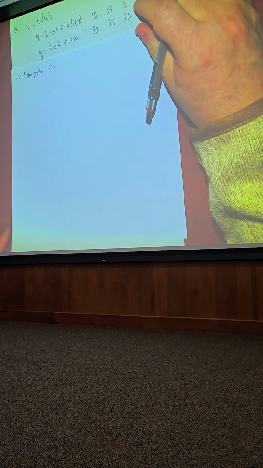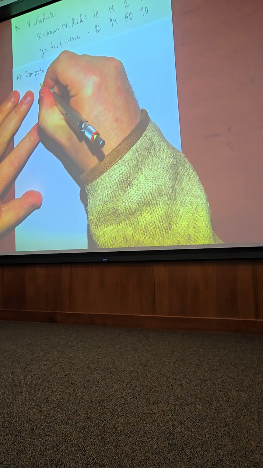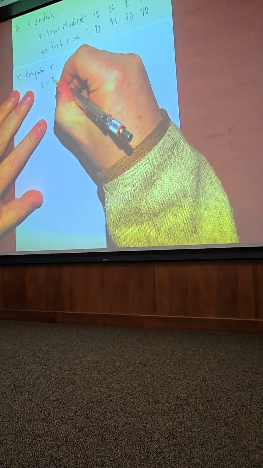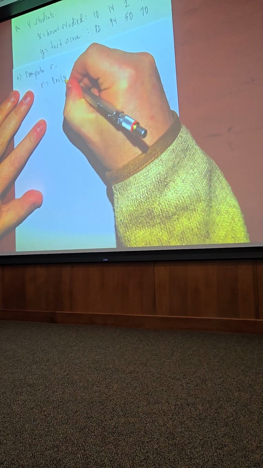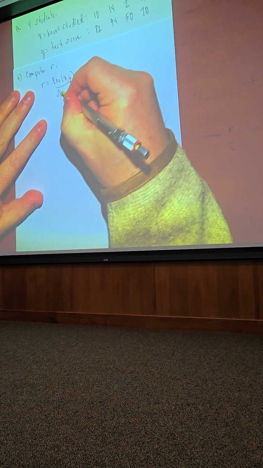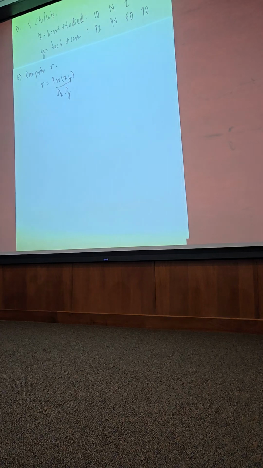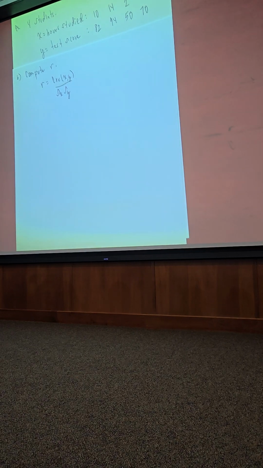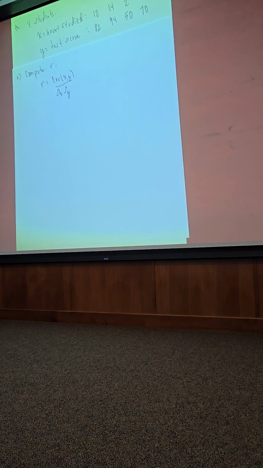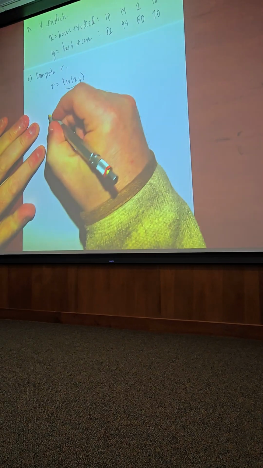And so here's my data. So the correlation, let me just write it down. It's the sample covariance between x and y over the standard deviation of the x values times the standard deviation of the y values. Okay. So this is how you find a correlation. Let's walk through and see how to figure this out.